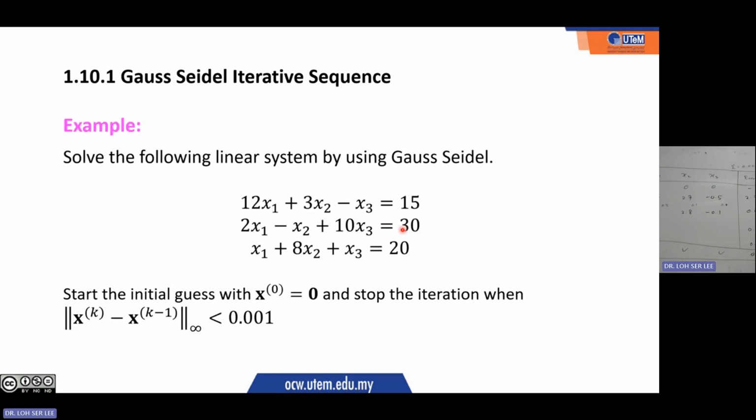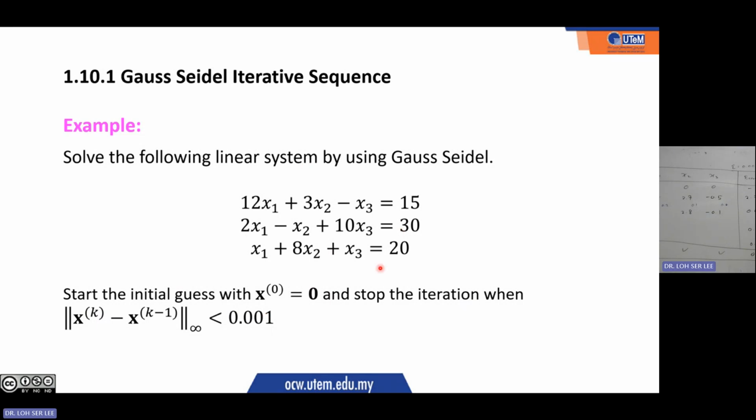Okay, solve this linear system by using Gauss-Seidel. This initial guess, you see this 0 in vector, it means 0, 0, 0 in a vector. This is x0, the iteration. That means iteration 0 of x is the 0 vector. So the first row is 0, 0, 0. And we stop the iteration when the error is less than 0.001.